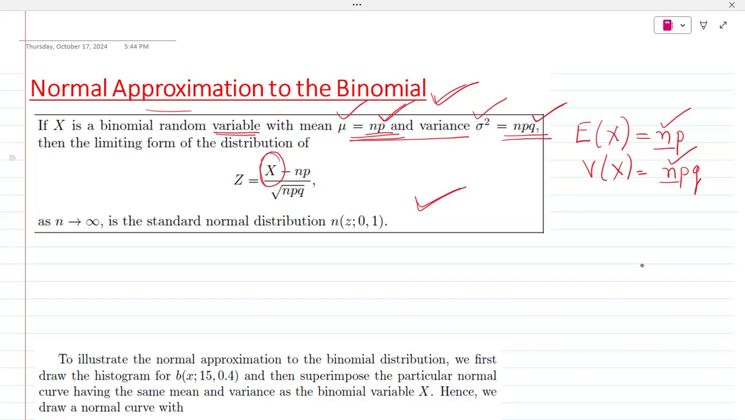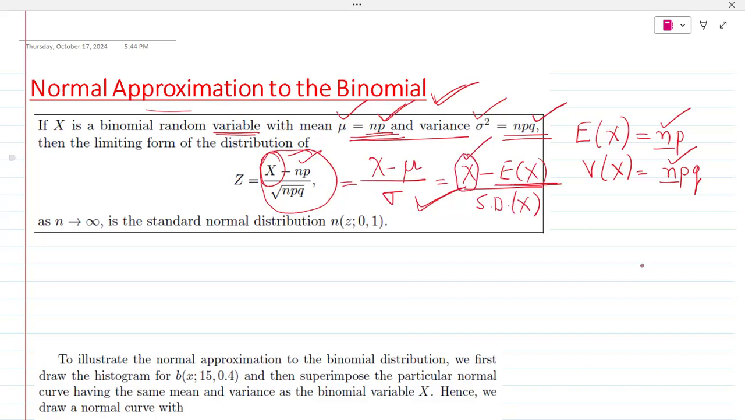Okay, so here we have x, which is a binomial variate. Now, if we construct a new variable, which is given by x minus np, basically this is nothing but x minus mu divided by sigma. So this is x minus the expectation of x, divided by the standard deviation of x. We are creating a new random variable, which is x minus the mean of x, divided by the standard deviation of the same random variable x.